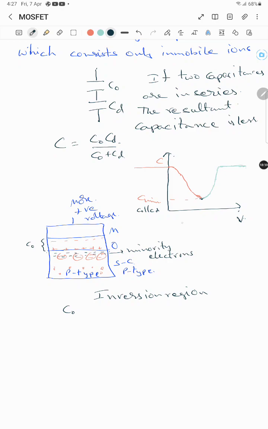So if you see from this graph, this region we call the accumulation region, and this region we call the depletion region, and this entire region is inversion. And if you want to break this region into two regions, we call this weak inversion, and this we call strong inversion.